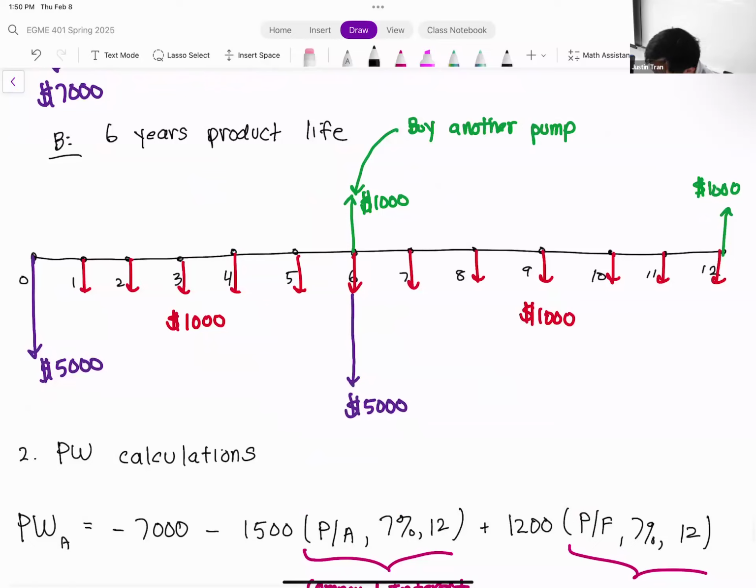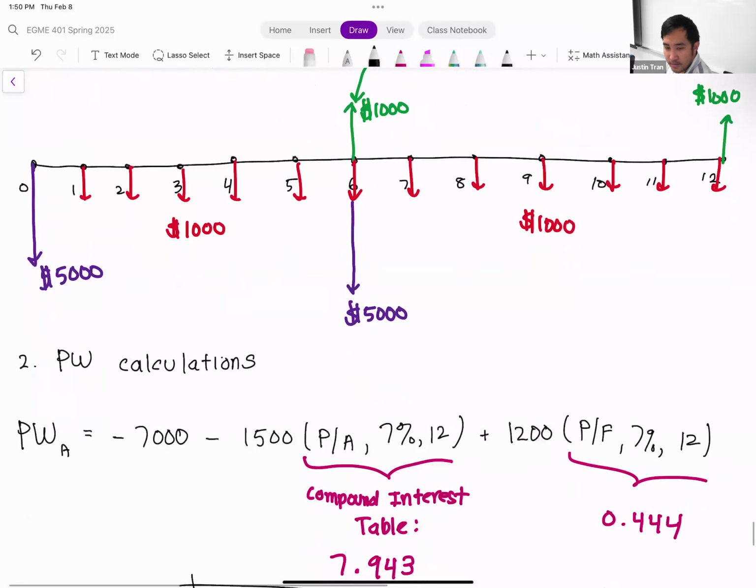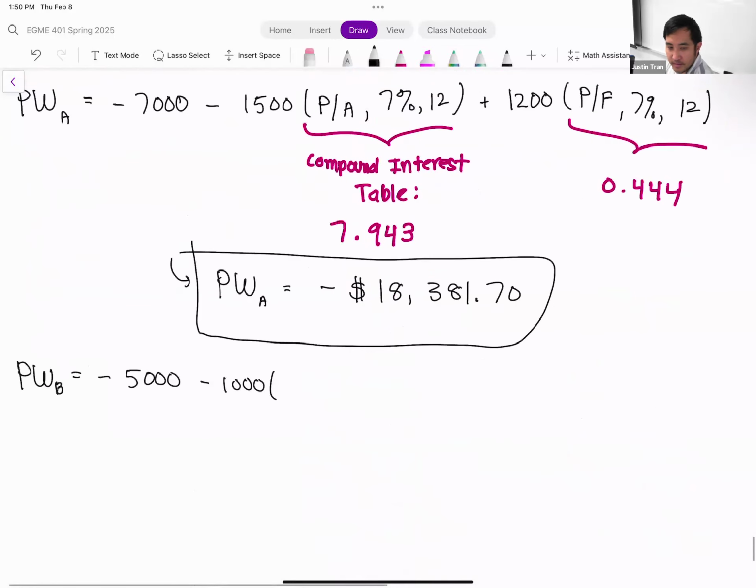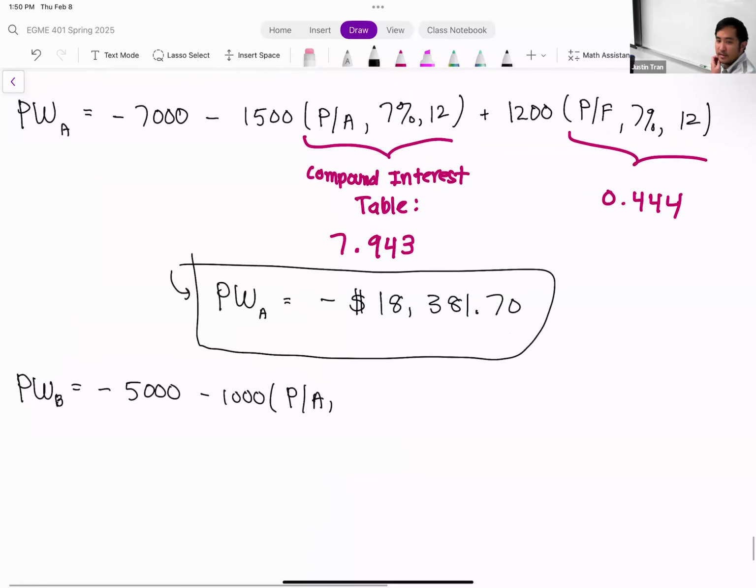And 12. My iPad's lagging a little bit, bear with it. Come on. There you go. It's like a ghost is running this. Okay. So present worth of B, we have a minus 5,000, minus 1,000 P over A, 7%, 12. That is our maintenance cost, occurring every year.